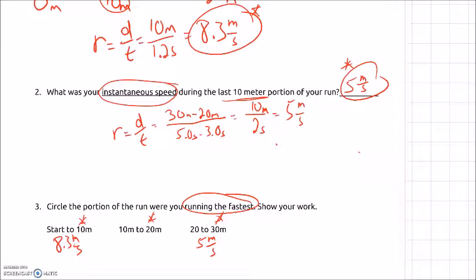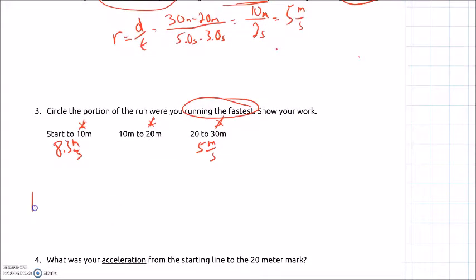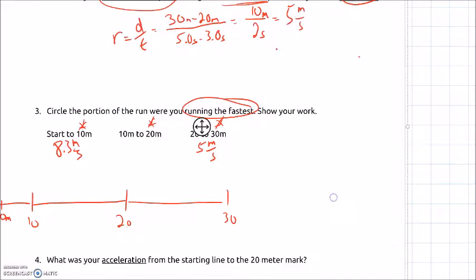We can redraw our timeline here. So 10, 20, 30. We should probably put 0 in there too. So from 0 to 10 meters, it took us 8.3 seconds. From 20 to 30, it took us 5 seconds, but we don't know 10 to 20 meters yet. So let's go ahead and figure that out.